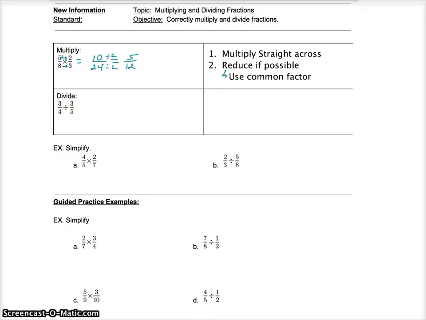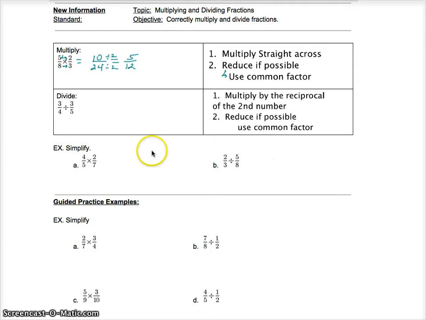So here's the steps to divide a fraction. To divide a fraction, we first need to multiply by the reciprocal of the second number, and then we need to reduce the number if possible by using a common factor. So we change division to multiplication of the second number. So we'll have multiplication by the reciprocal of the second number.